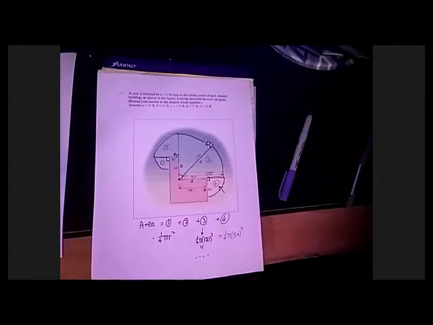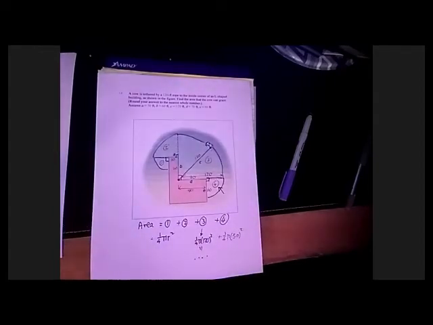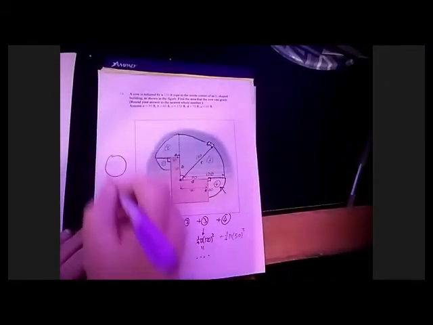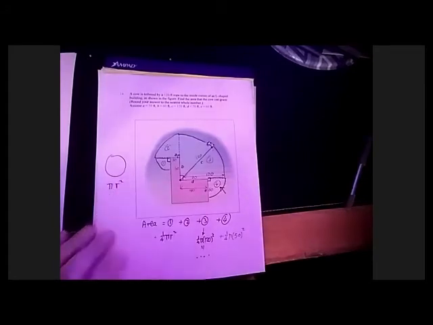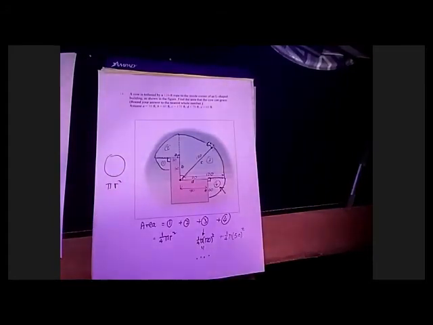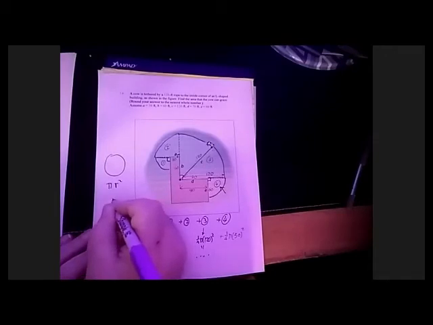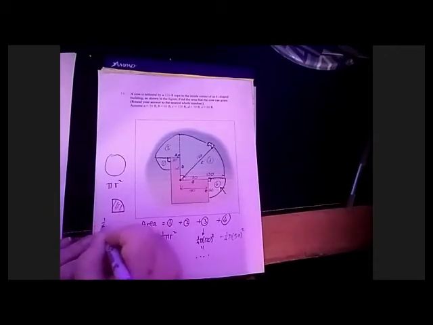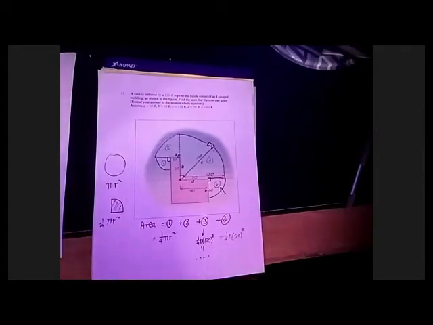I have a question. Yes. Isn't it 1/2? What, these quarters should all be 1/2? Is that what you're asking? Yeah. Well, let's show you why it's a quarter. If it was a full circle, the area would be that. If it's only a quarter of the circle, it's a quarter pi r squared.